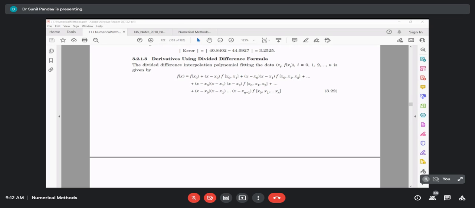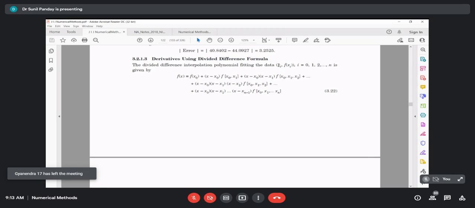So yesterday we were discussing numerical differentiation, and we learned how we calculate the differentiation at the initial and last point using the Newton forward derivative formula and Newton backward derivative formula. Now we deal with unequally spaced data.